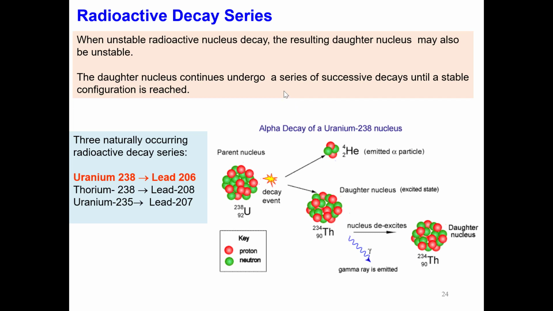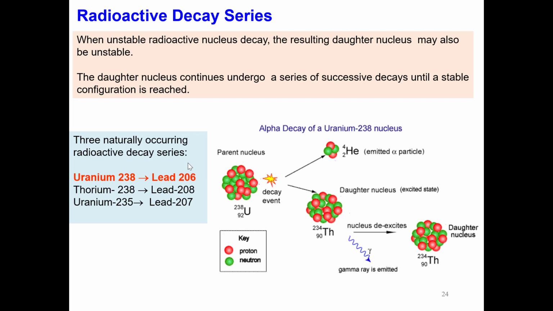Let's talk about the radioactive decay series. The radioactive decay series happens with an unstable nucleus like uranium decaying into another unstable nucleus, like thorium in this case. When this happens, the new nucleus like thorium continues to undergo a series of successive decays until a stable configuration is reached. The original nucleus is called the parent nucleus, and the nucleus into which the parent nucleus decays is called the daughter nucleus.